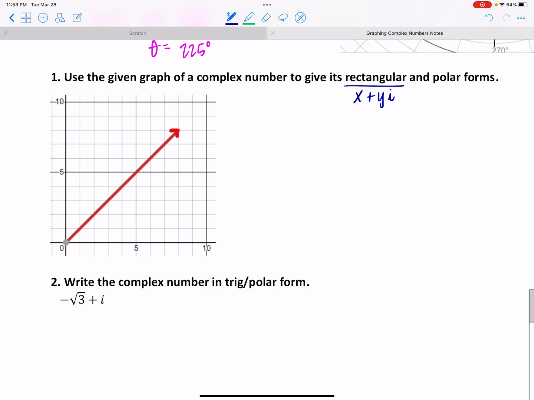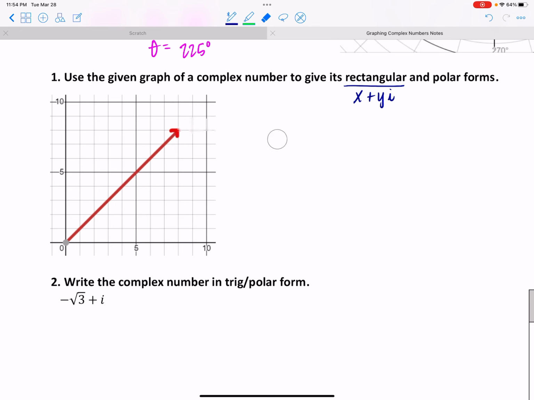So I need to know how far I'm moving along the x and how far I'm moving along the y. And I could see this in two ways. Remember, I can use the endpoint here. That location is at 8 and 8. So if that's 8 and 8, my vector form is 8 and 8. That means that's my x, and that's going to be my y. Well, in this case, it's yi.